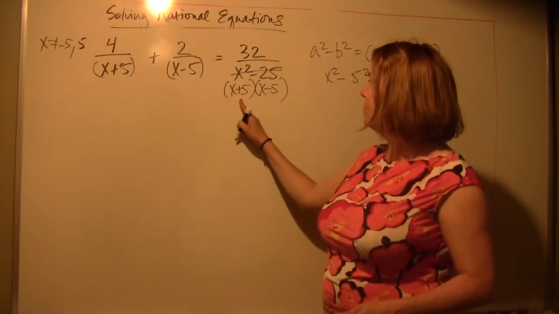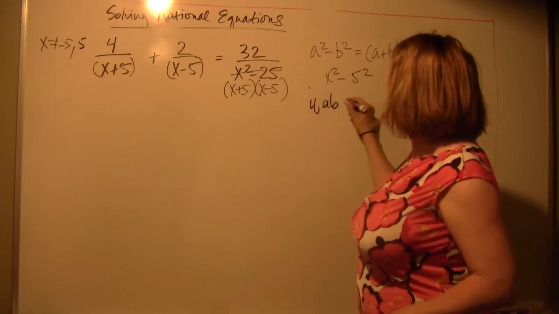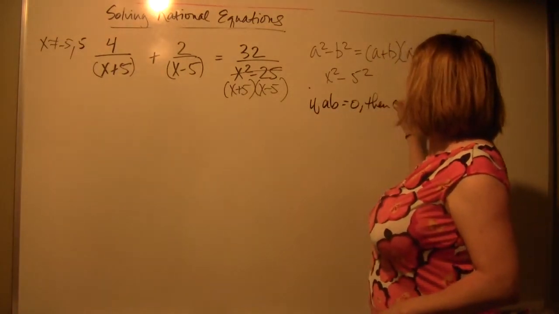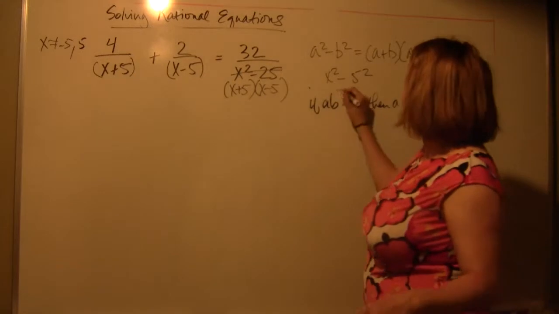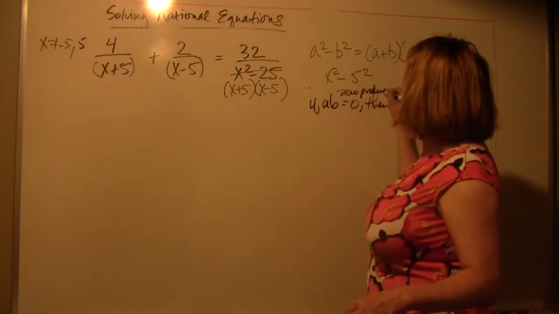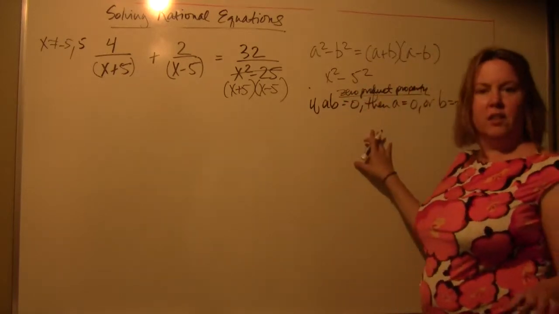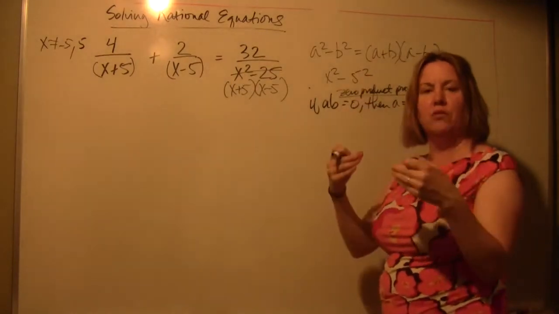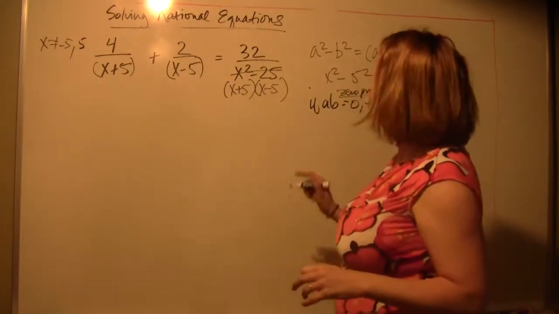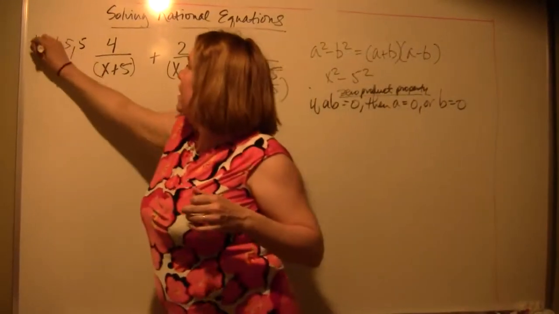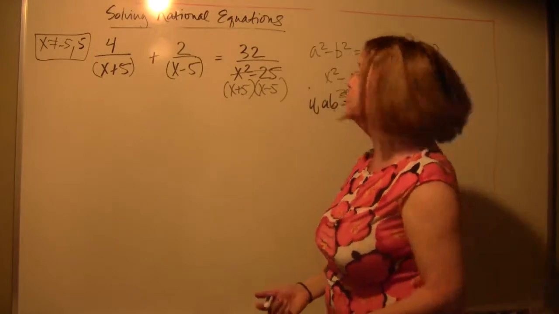If any one of these is 0, then that product is 0, and that is the zero product property. If AB equals 0, then A equals 0 or B equals 0. Zero product property. I like to go back to the basic properties when they're being used to remind you that they all show their face in these problems. All right, so now we know x cannot equal negative 5 or 5, so if we get x equals 5 or negative 5, we know that there's no solution.